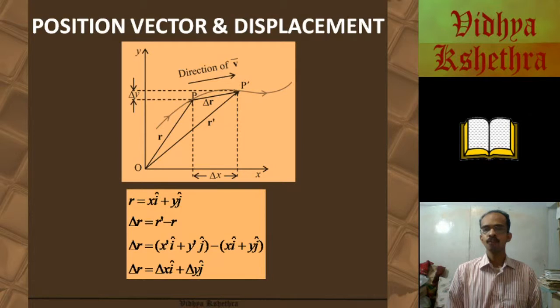Then for the displacement vector, delta r is equal to r dash minus r, which is the difference between the final position and the initial position. That is, delta r is equal to delta x i plus delta y j, where delta x is equal to x dash minus x and delta y is equal to y dash minus y. So we have used vectors to represent the motion of the body along this two-dimensional path.